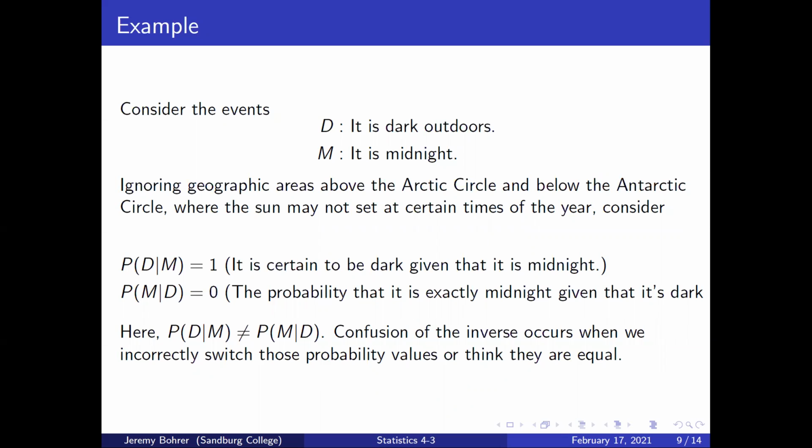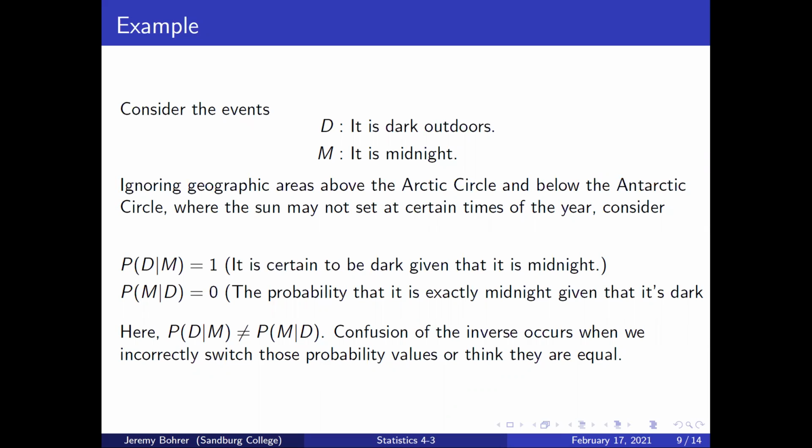Consider the events D, it is dark outdoors, and M, it is midnight. Ignoring geographic areas above the Arctic Circle and below the Antarctic Circle where the sun may not set at certain times of the year, consider the probability of D given M equals 1. It's certain to be dark given that it is midnight. And the probability of M given D is approximately 0, since the probability that it is exactly midnight, given that it's dark, is tiny. Here, the probability of D given M is not equal to the probability of M given D.